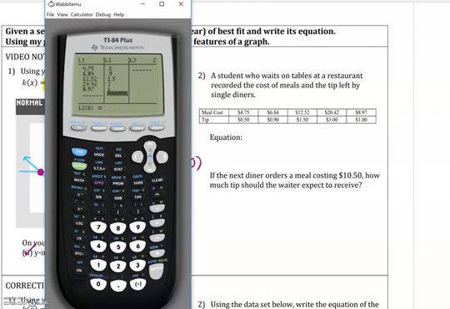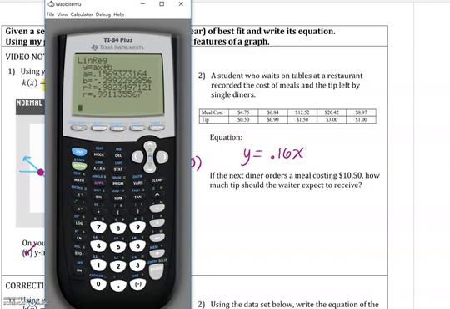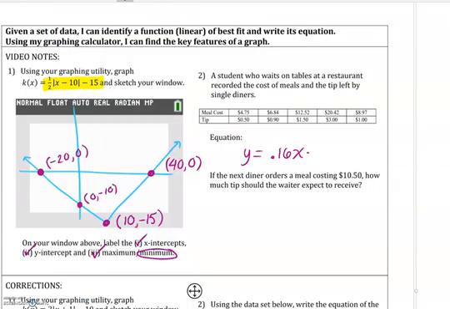Now if I want to go ahead and run a regression, I'm going to hit my stat key again, go over to the right, and we want to run a linear regression in the form y equals mx plus b. So I'm going to go up to option number 4, hit enter a few times until you get this screen, and then I'm going to go ahead and write the equation. So my a value that I'm going to plug in, if I round to 3 decimal places, is, well, let's round to 2 decimal places because we're talking about money. So 0.16. So y equals 0.16x. And my b is negative 0.30.